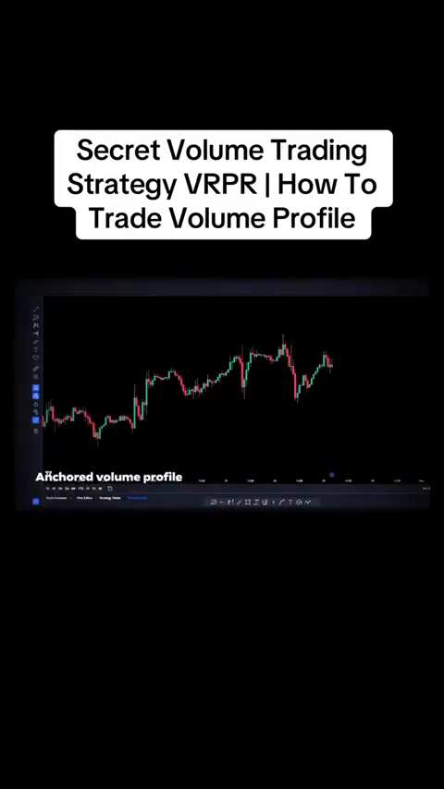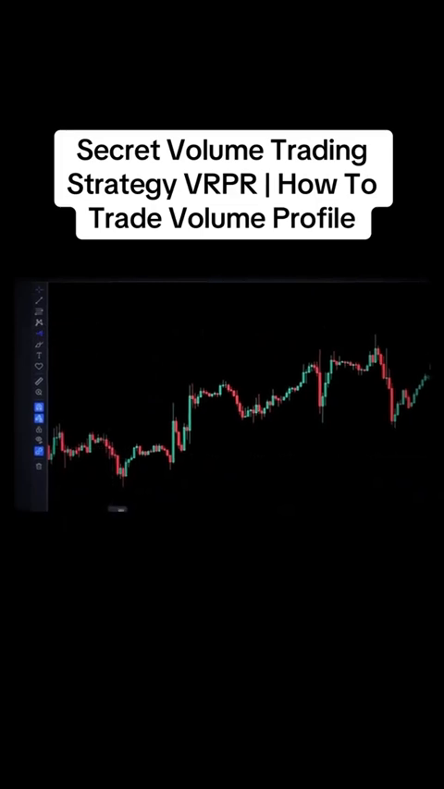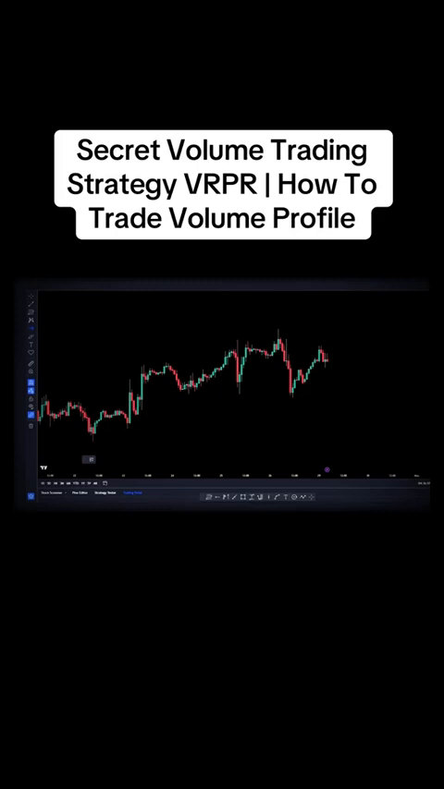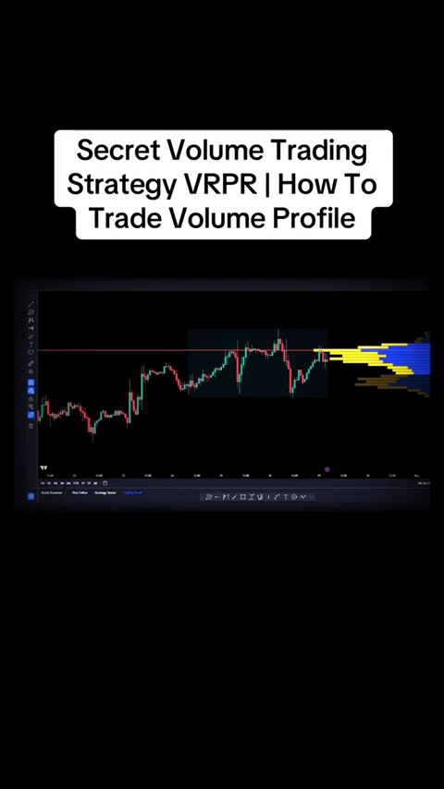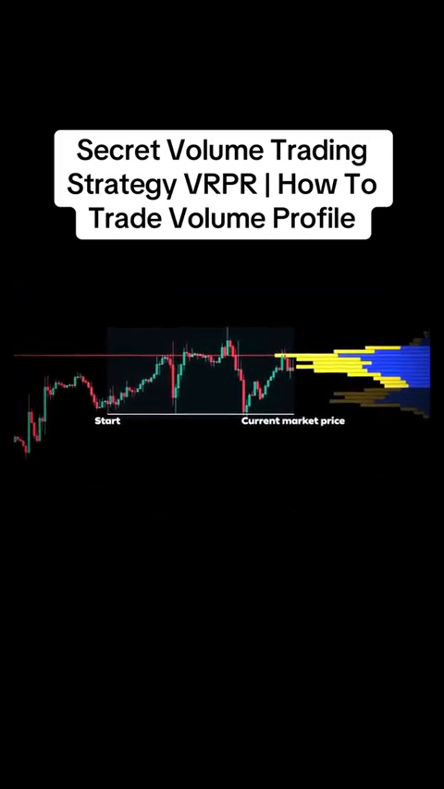A great place to start is the Anchored Volume Profile. You can find this right here in the toolbar on the left, just above the brush icon. With volume profile tools, you typically want to use them on ranges. So identify the first point where the range starts and click on it. Now the Anchored Volume Profile will be displayed on the right. It covers the start of the range to the current market price and into future price action.